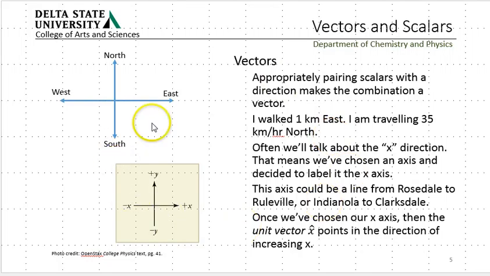So to really understand where you are, you need both the scalar component and the vector component. To just say Ruleville is 10 miles from here or 11 miles from here doesn't help you as much. That's not all the information you need. Ruleville is 11 miles east of here, right? That has the complete information in it. So when you need a vector, it's both a scalar number and a direction.